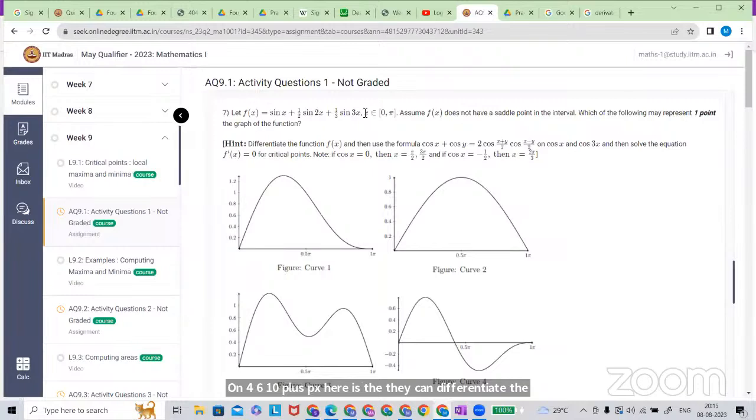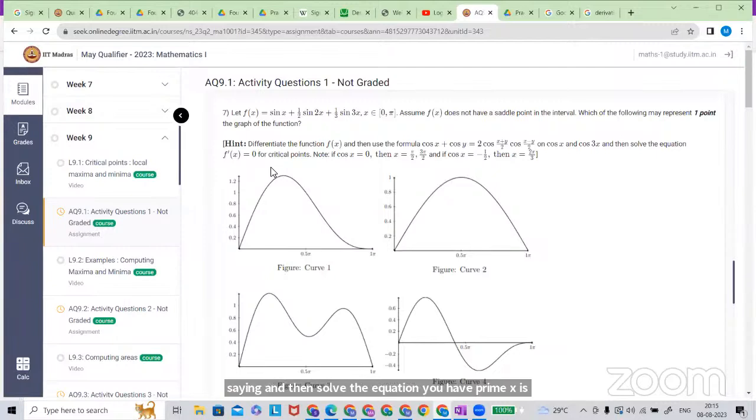If you differentiate this function and then use this formula, it will become cos x and this will become cos 3x. Apply this formula on this one, and then differentiate. Then solve the equation f prime x is equal to 0, which means you need to find the critical points.